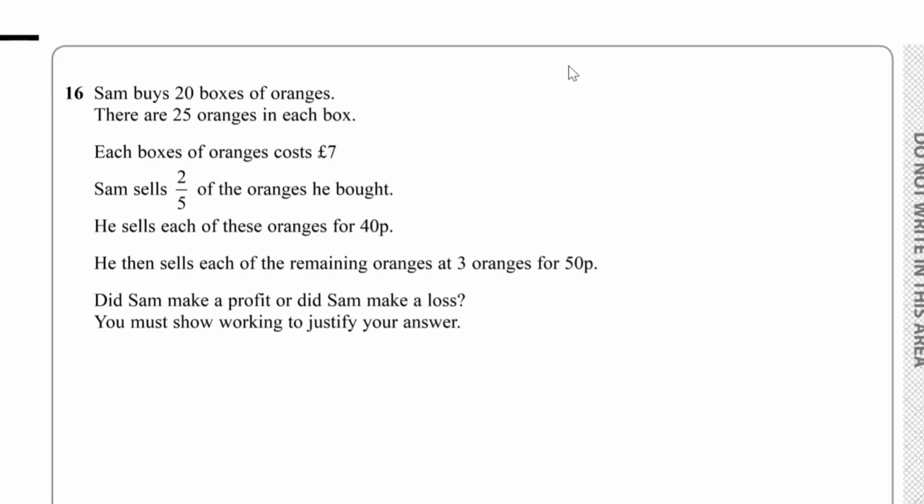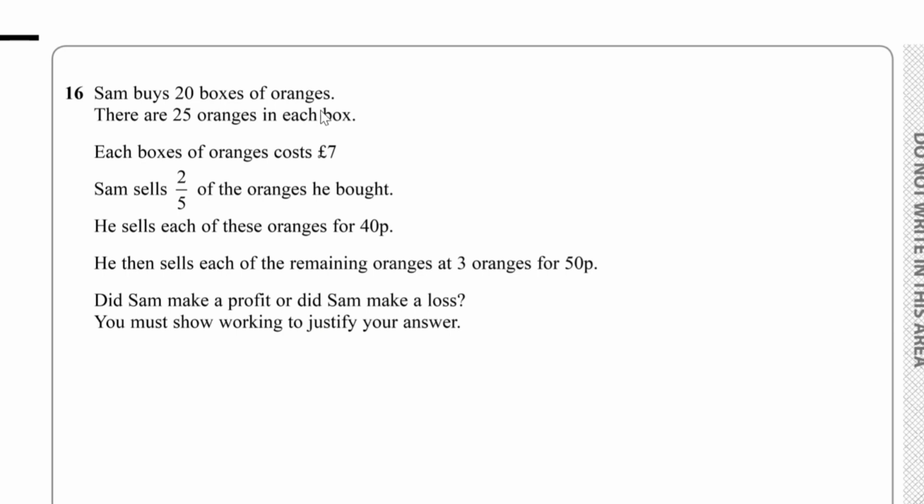Question number 16. Sam buys 20 boxes of oranges. There are 25 oranges in each box. Each box of oranges costs £7. Sam sells 2/5 of the oranges he bought. He sells each of these oranges for 40p. He then sells each of the remaining oranges at 3 oranges for 50p. Did Sam make a profit or did Sam make a loss? You must show working to justify your answer.